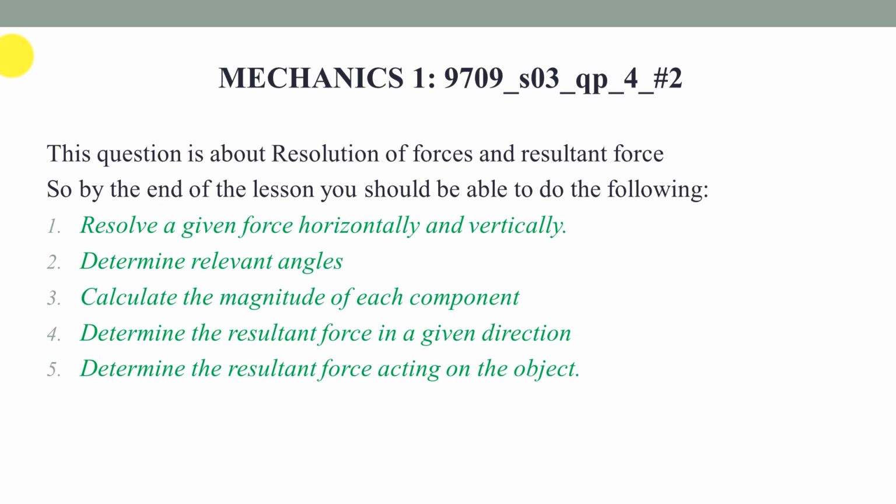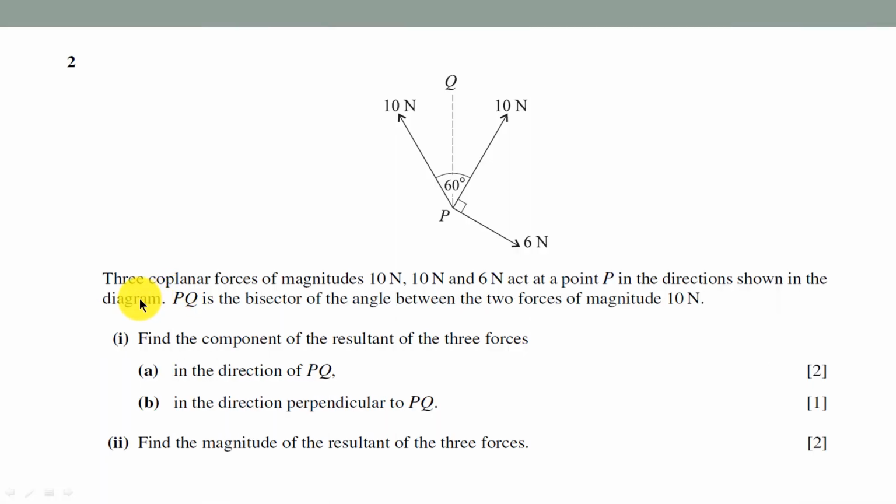So let's go straight to the question and read it through so that we can understand what we are being asked to do. In this question, we are told that three coplanar forces of magnitude 10 newtons, 10 newtons and 6 newtons act at a point P in the directions shown in the diagram. So the diagram is given here. There is the 10 Newton force, 10 Newton force, 6 Newton force, and the relevant angles have been given.